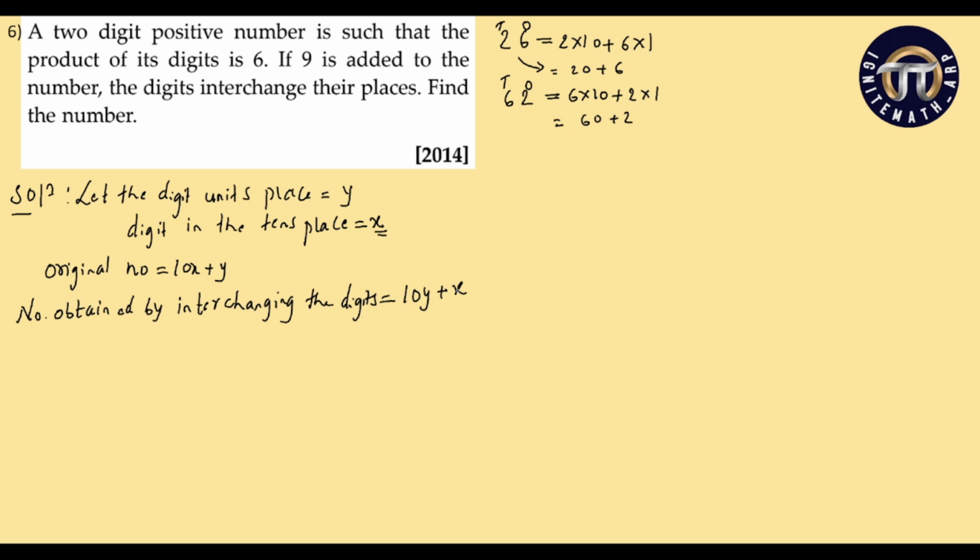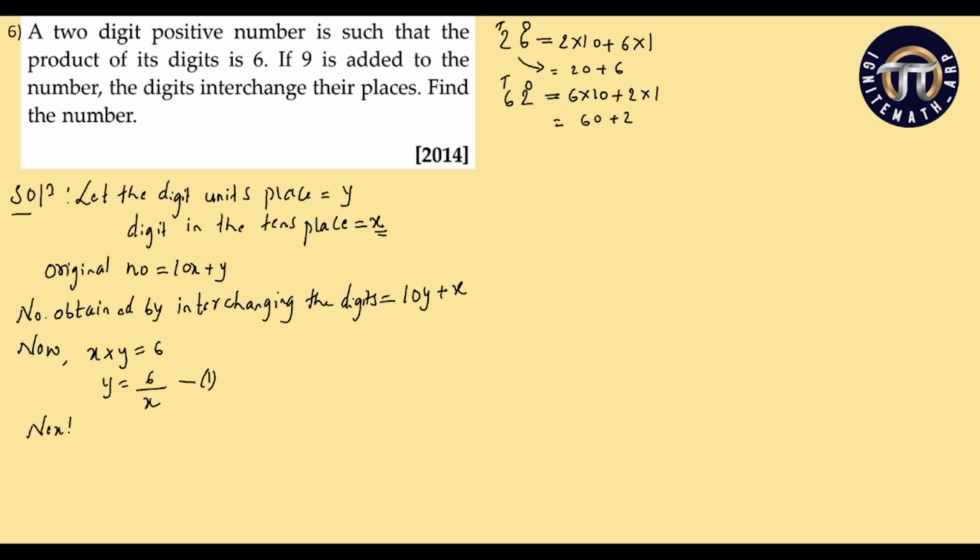Okay, so now what is given to you there? The two-digit positive number is such that the product of the digits is 6. So the digits are x and y. The product of the digits, in the sense x into y, is equal to 6. Clear, children? So I can write y is equal to 6 by x. I'm just calling it equation 1.